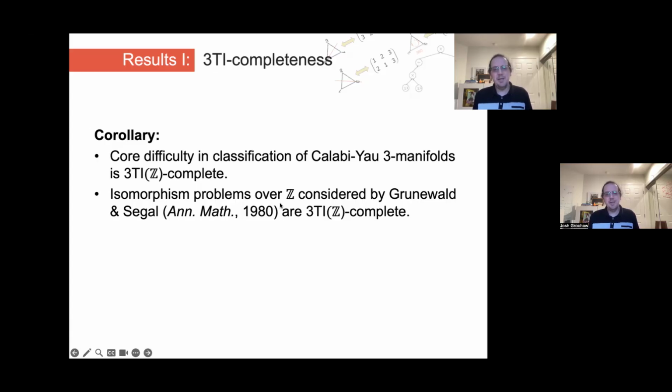Okay. And then the second thing is that there were a number of isomorphism problems over the integers and more general arithmetic rings considered by Grunwald and Segal in the Annals of Math in the 80s, in a series of, I think, 3 papers. And we showed that all of those problems are also 3TI complete over the integers.